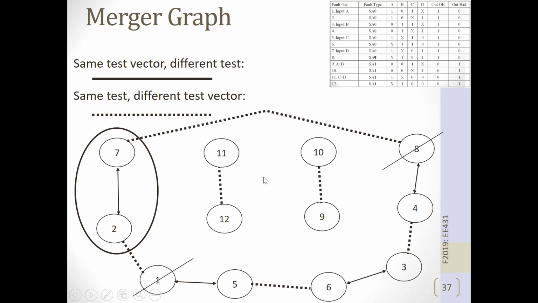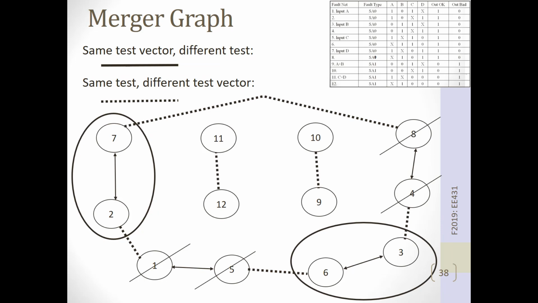And then I'm going to circle 3 and 6. Those can be merged. They're connected with a solid line. So I test 3 and 6. I can use 1 test vector to test both of those. But if I'm doing test 3, I don't need to do test 4 because test 4 is testing for the same fault. So I can cross that out. And then also with 6, if I'm doing test 6, that's testing for the same fault as test 5, so I can cross out 5.